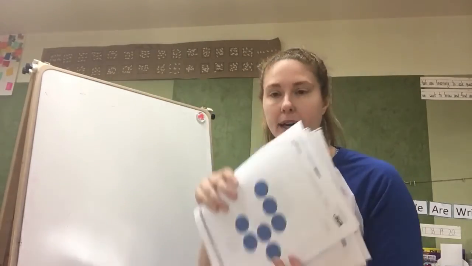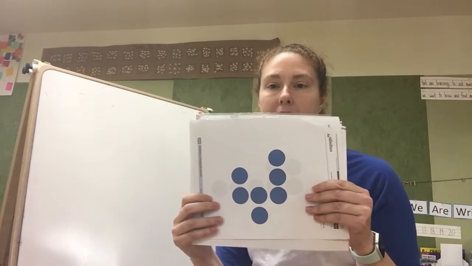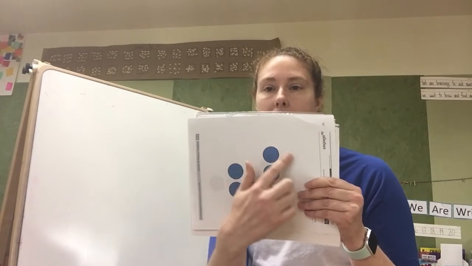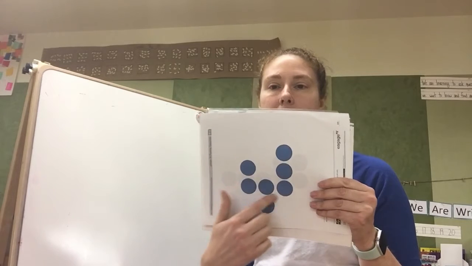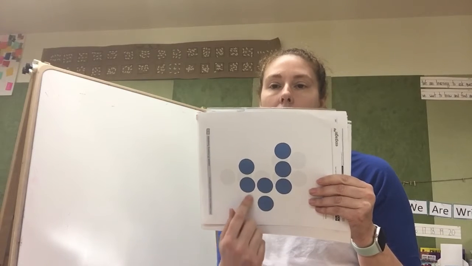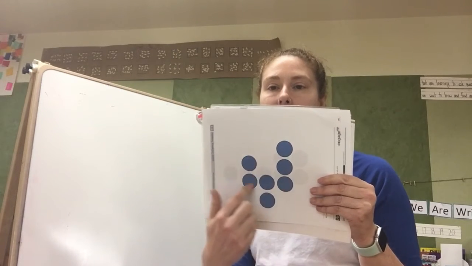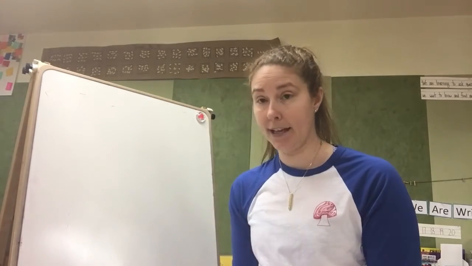Okay, let's do this one. Oh, now this is kind of a crazy shape. So let's take a second to think about it and figure out what we see. Okay, I see this whole group together. And that whole group together is 1, 2, 3, 4, 5, 6. So I see 6, and then this one all by itself, 1. I see 6 and 1. Makes 7.